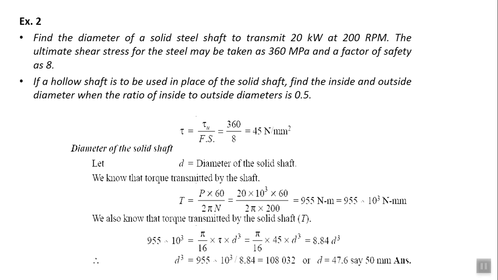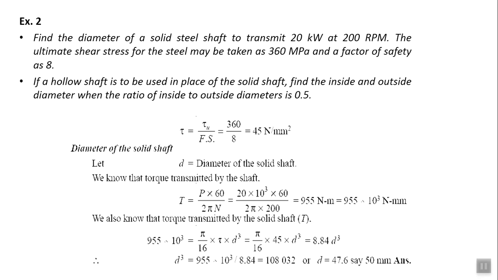Similarly, there is a second question. In the second question, what is given? Find the diameter of a solid shaft to transmit 20 kilowatt at 200 rpm. The ultimate shear stress for the steel may be taken as 360 megapascal and a factor of safety as 8. If a hollow shaft is to be used in place of solid shaft, find the inside and outside diameter when the ratio of inside to outside diameter is 0.5.